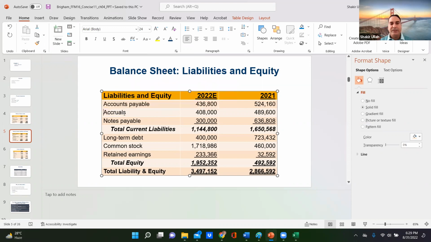Accruals is another current liability. Can somebody tell me what this is? If you tell me, I'll give you extra credit. I'll note that down. Accrual is a liability, but what is it? All right, okay, no problem.